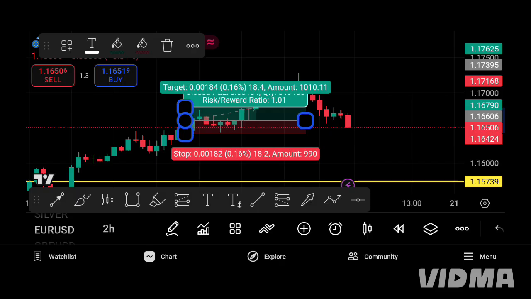And if you use the H1, for me sometimes I enter using the 2H and the 1H. When I see a liquidity sweep on the H1, sweeping and closing above, I just mark the high and the low. The low will be my stop loss and the high will be my entry, and I risk 1-to-1, and I make money from the market like that.